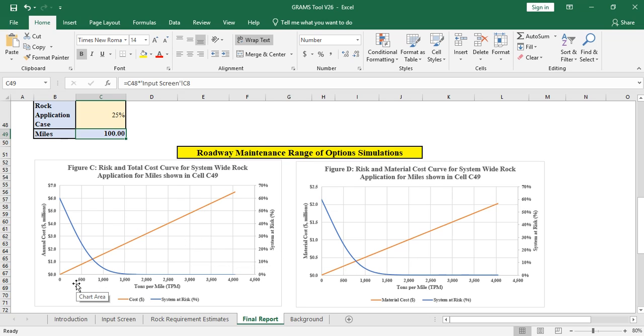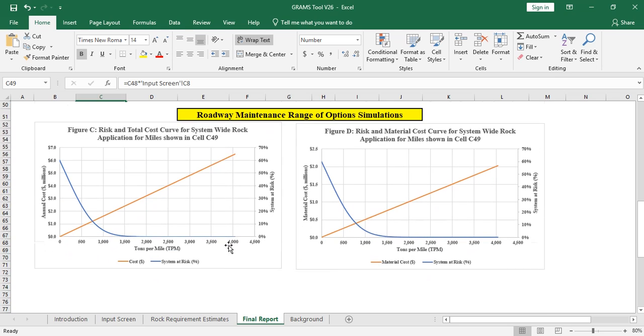So we can see that for 500 TPM, we have to spend about $1 million, and the risk would be approximately less than 25%. And this is the total cost to resurface these 100 miles or 25% of the network. And this is the same graph, but it shows the material cost. So for 500 TPM, it's about $0.3 million, and the risk is still the same as the left side.